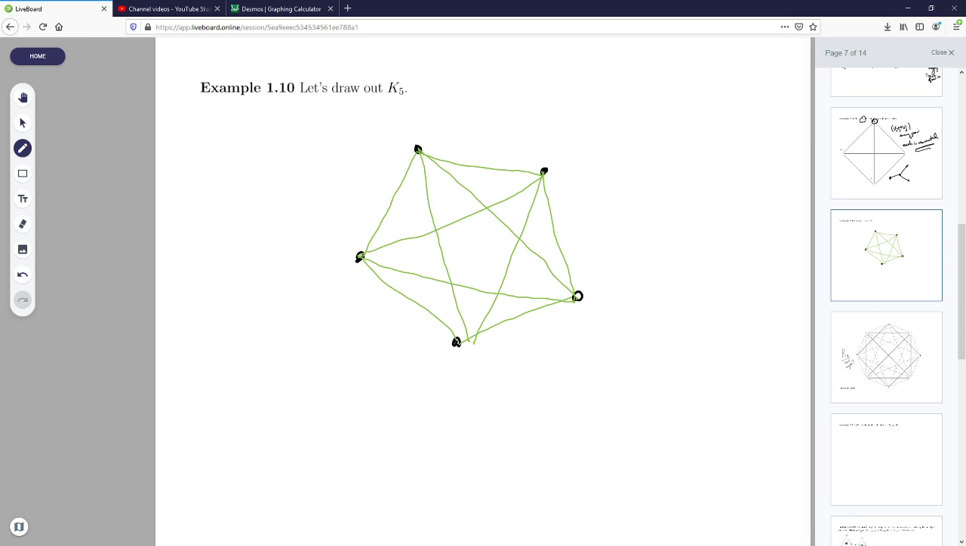Wow, it's really hard to draw straight lines. But, well, if German is the best language, then yeah. Okay, so this is a K5. Yeah, cool.